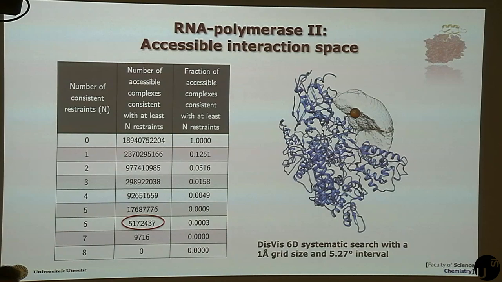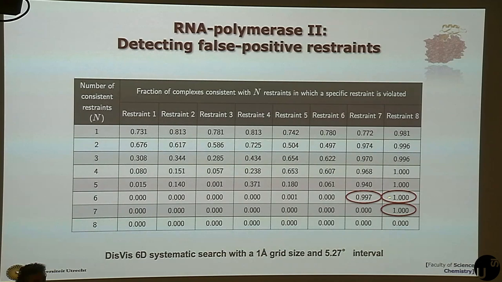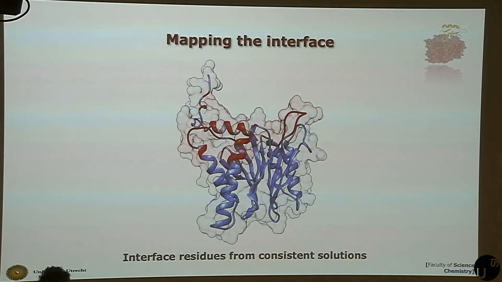And if you do that, you see that there are now number 7 and 8, which start to be highly violated. 7 is 99.7. And if you now look further up in this matrix, you see that the variations start to be spread over the matrix. Now you can do some statistics, calculate average Z-score, and we came up with a way of basically predicting which ones are the false positives.